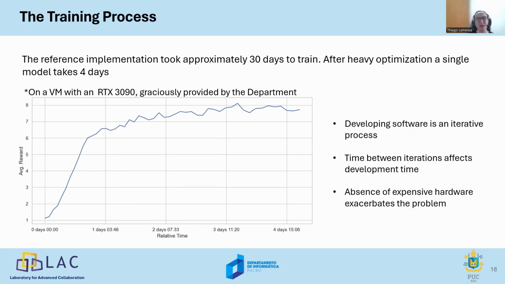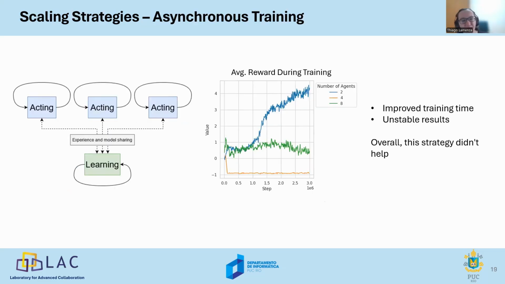So in order to try to minimize the impact of this training process on our work, we tried to develop some scaling strategies. These scaling strategies are divided in 2 categories, basically. The first ones try to make the training itself faster, so we can train independent models quickly.